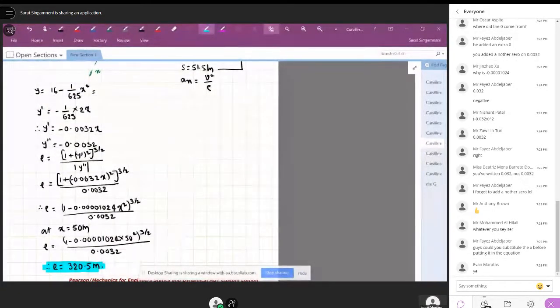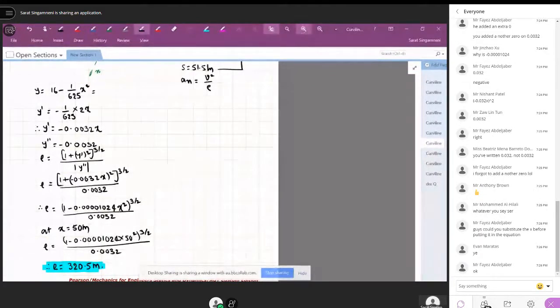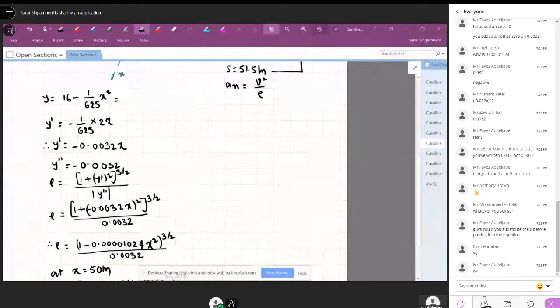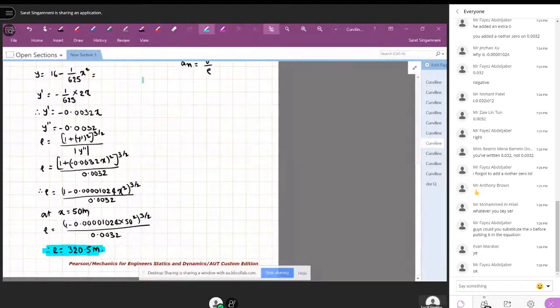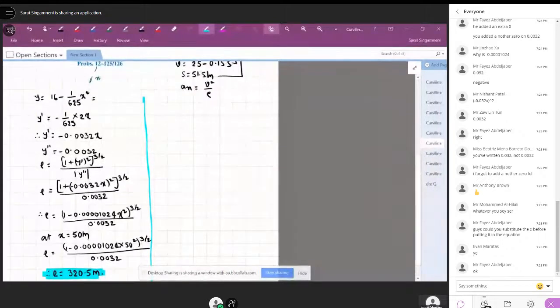With that known, we can now go to establishing other quantities. So let me put a separator here so that we don't get confused. V is equal to 25 minus 0.15 s. So a ds is equal to v dv. Therefore, a is equal to v times dv over ds.